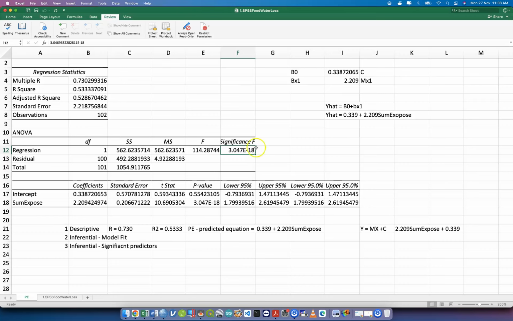This is the p-value. So if you find out that the value here is less than 0.05, which is our alpha, that means we reject the null hypothesis. So in this case, do we reject the null hypothesis or fail to reject it? The answer is reject. So when you reject, is the model fit or not fit? The model is fit. That is the idea. As simple as that. That is the inferential for the model fit hypothesis.